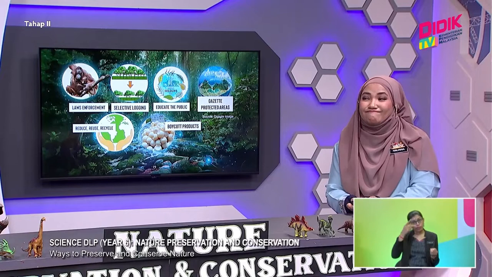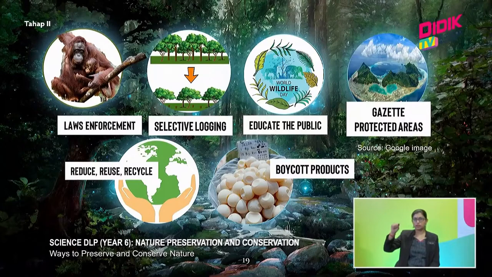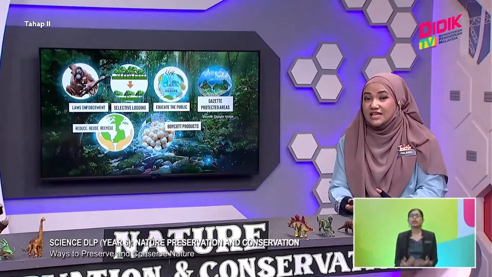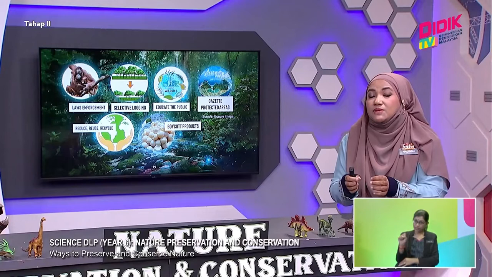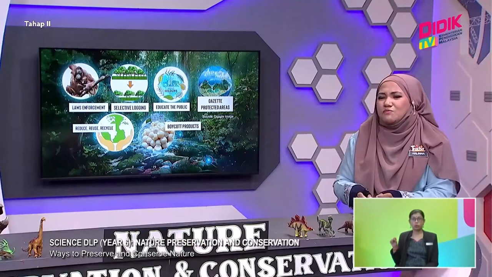That's true. And the next one is gazetting protected areas. Some areas are really good. They are very nice and conducive for plants and animals to live in, especially the endangered animals. So we must make sure that place is protected. Gazetted means that place must be protected and not just anyone can go into that place and do whatever they want. It's not like we just protect it or put guards on it.